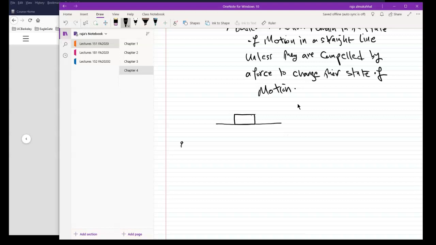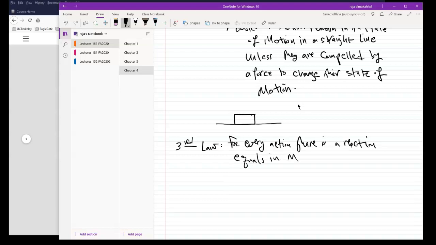The second law, let me talk about the third law first. And I'll come back to the second law, because the second law is a mathematical law. The third law basically says, and I'm sure you've heard of it before, for every action, there is a reaction. Action equals in magnitude and opposite in direction. Okay?